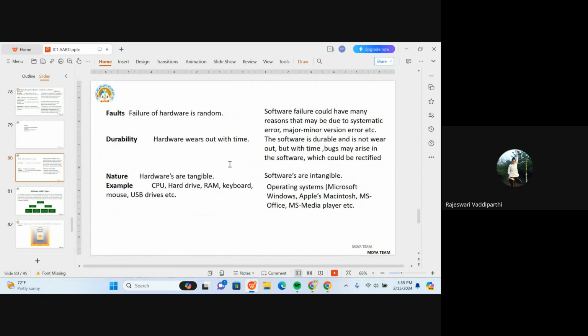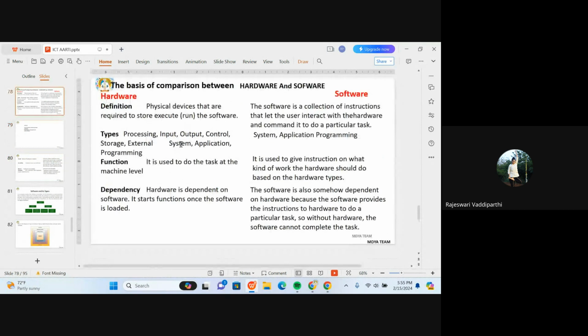Ma'am, can we please stop here, ma'am? Okay, you must complete this slide, then we will stop. And ma'am, you said independent of each other or dependent on each other? I didn't get that, ma'am.